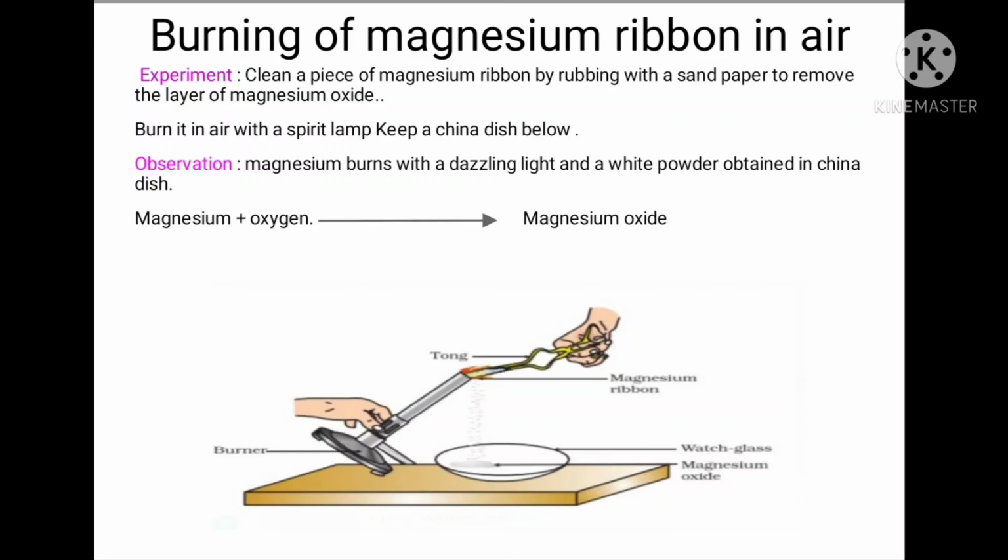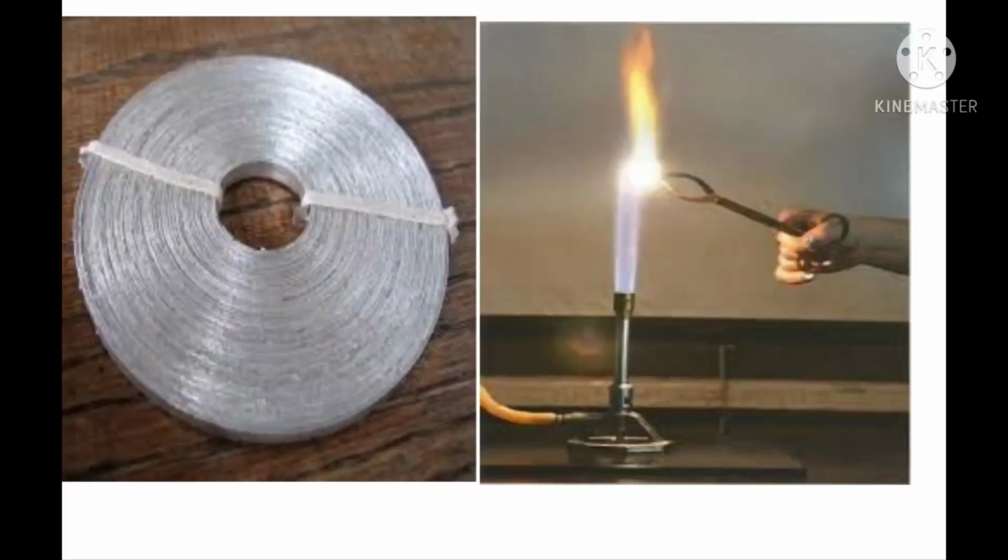We can observe the magnesium ribbon burns with a dazzling light and a white powder is obtained in the china dish. Here the magnesium reacts with the oxygen to form magnesium oxide. Do you know why the magnesium ribbon is rubbed with sandpaper before doing the experiment? Because it is coated with a white layer of magnesium oxide due to the attack of moisture in air.